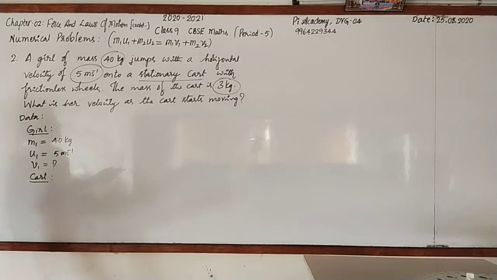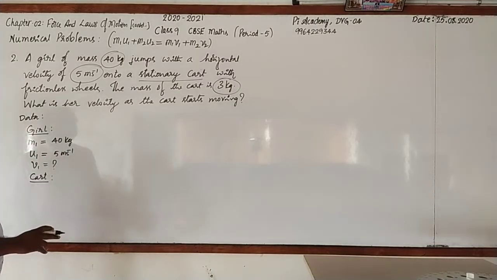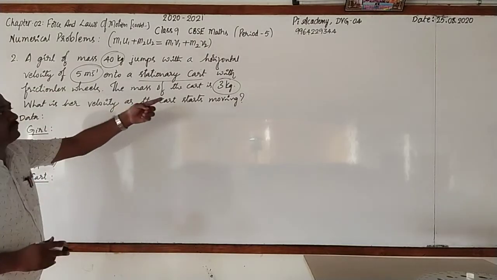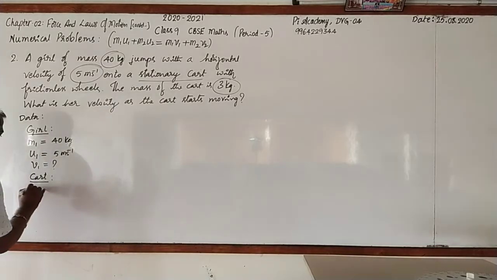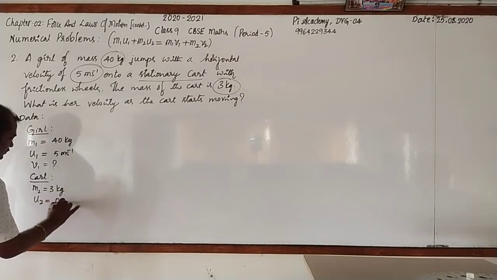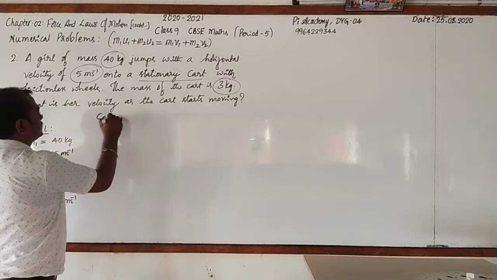When it is at rest, what will be its initial velocity? This will be 0, right? Any object at rest, its velocity will be 0. The mass of the cart is 3 kg. I call it M2. M2 equal to 3 kg. Then U2, this is 0 meter per second. And V2, it is unknown. Let's move on to calculation.